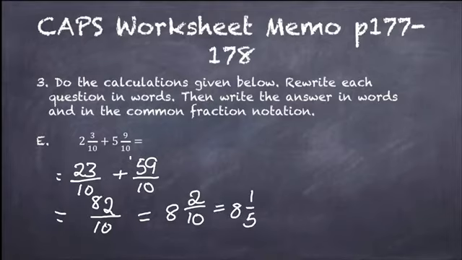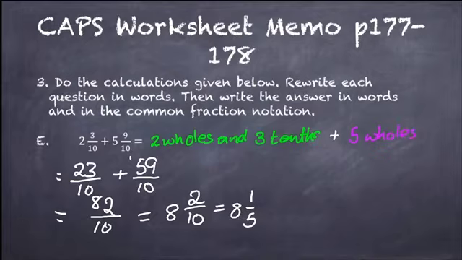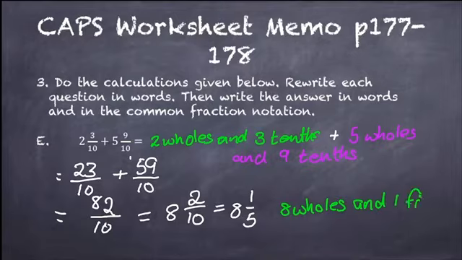I'm going to put it in words. I've got 2 wholes and 3 tenths plus 5 wholes and 9 tenths. And that gives me an answer of 8 wholes and 1 fifth. Easy enough to understand.